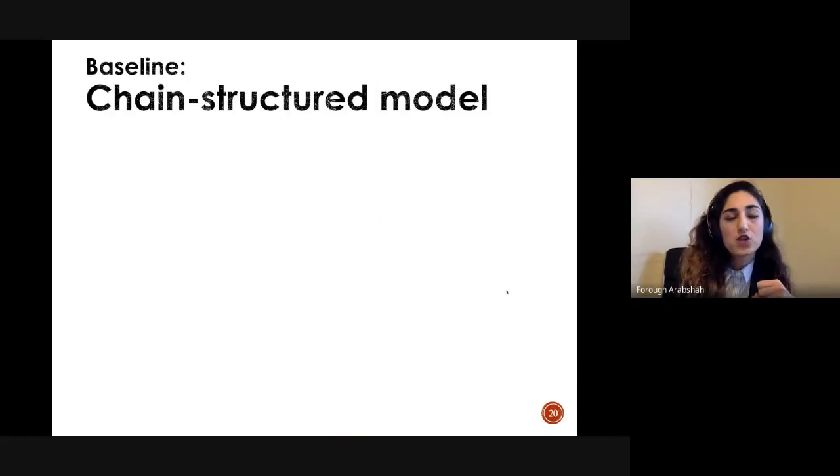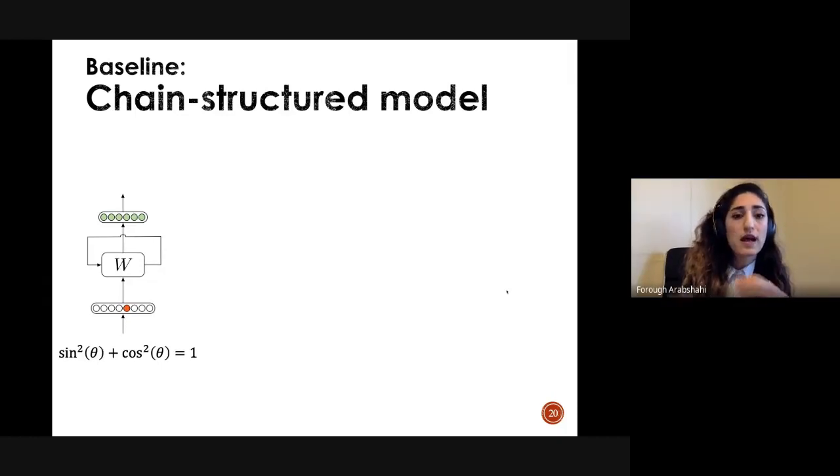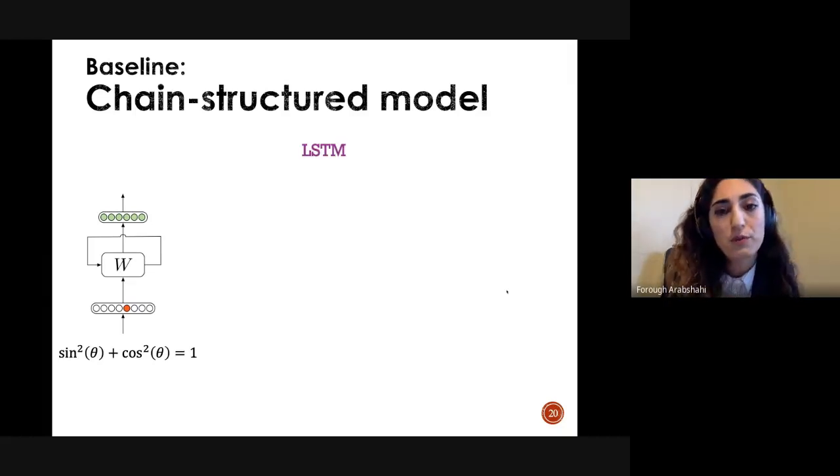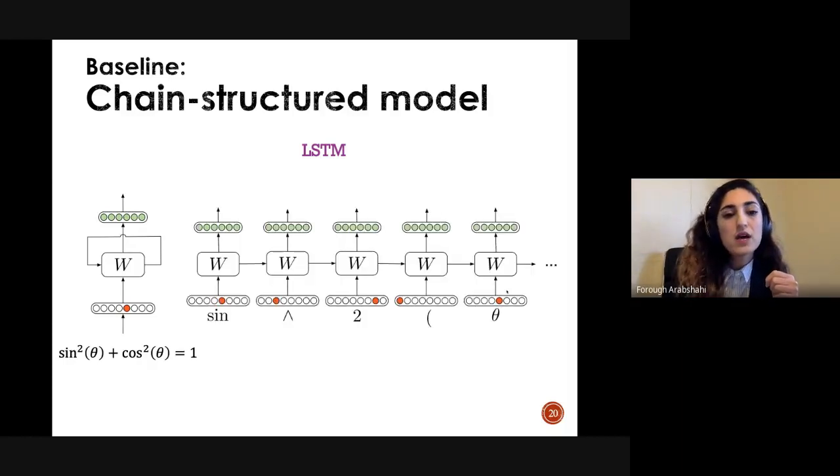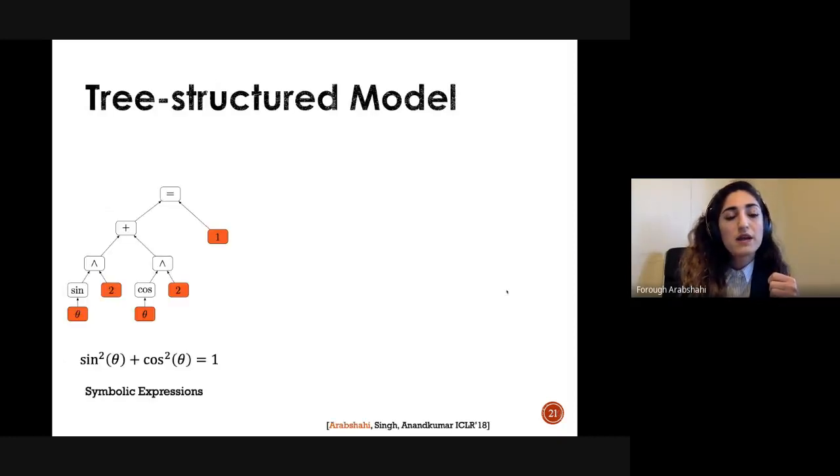Our baseline is a chain-structured model. And so this is a recurrent neural network that has a feedback loop onto itself. And I have chosen a long short-term memory or an LSTM architecture. And the way it works is that I'm going to unroll this in time. I will walk over the sequence from left to right and input this sequence to the recurrent neural network and pass this all the way through. And at the very end, I predict whether this equation is correct or incorrect.